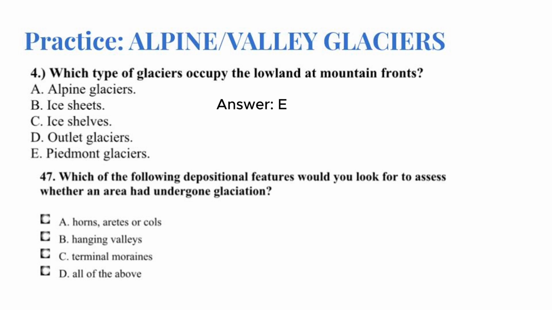Okay, which of the following depositional features would you look for to assess whether an area has gone through glaciation? The first word to notice here is depositional. The question asks for depositional features, and when you look at the answer choices, a horn, arête, or coast, those are erosional features. Hanging valleys are also erosional features, and the only answer that's not erosional is terminal moraines. So you could use process of elimination here, so the answer is C.